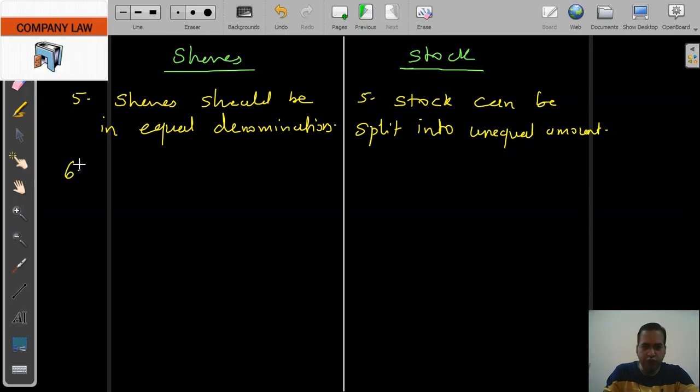So every share in the company will have its equal value. If a company has issued 1 lakh equity shares, each share in the 1 lakh equity shares will have the same value. That may not be the case with the stock. Stocks can be of different amounts. Like 1 lakh rupees can be broken into 10,000, 20,000, 30,000 and so on.